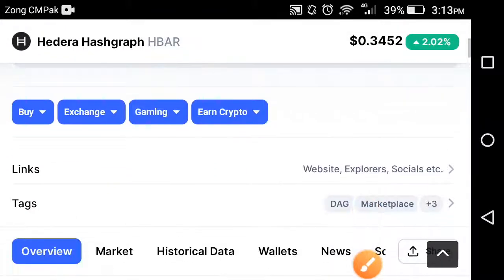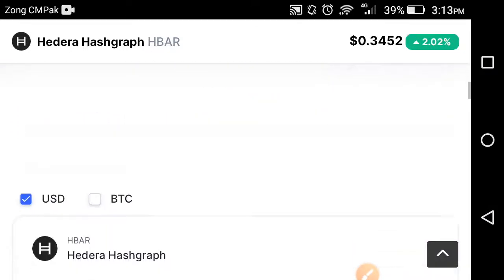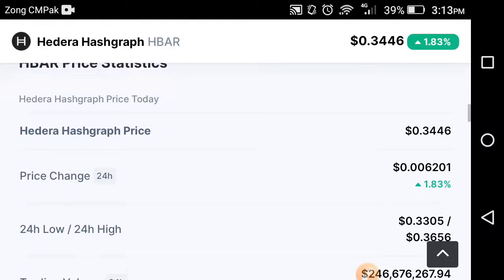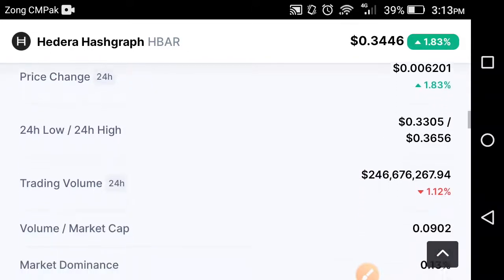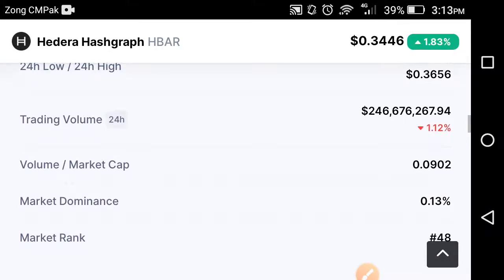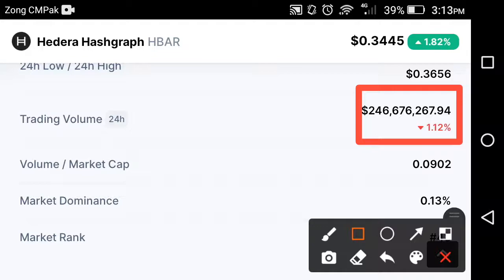Now let's see the price statistics of Hedera hashgraph. As you can see here, I also show you the price change and the high price. The price change is 1.83%, and the low I also showed you at the start of this video. Trading volume, friends: if we talk about the trading volume of Hedera hashgraph, the trading volume falls down 1.12% in the previous last 24 hours, friends.